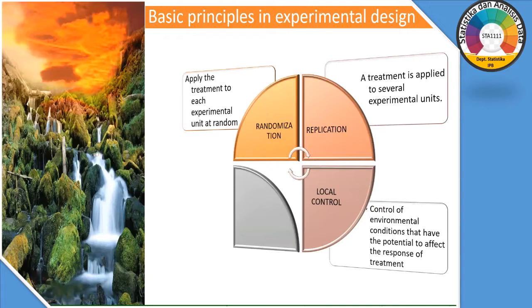What if we get experimental objects that are not homogeneous? Let's say the mice are not homogeneous. Then we can control it. Let's say we can control the weight of the mice, dividing them into three conditions. For example, light weight, medium weight, and high weight. That is the way to make a local control, because we want to focus on the effect of the dose on the blood pressure.